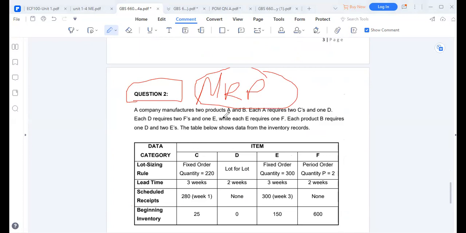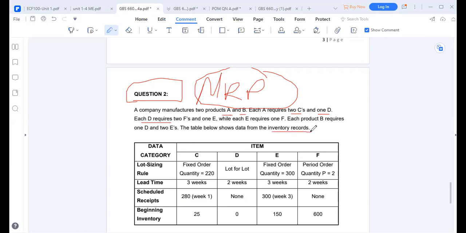A company manufactures two products, A and B. Each product A requires 2 C's and 1 D. Then each D requires 2 F's and 1 E, while each E requires 1 F. Each product B requires 1 D and 2 E's. The table below shows the data from inventory records.